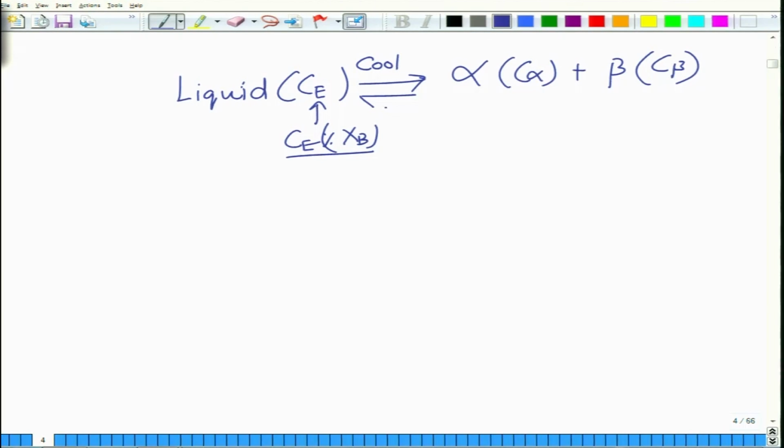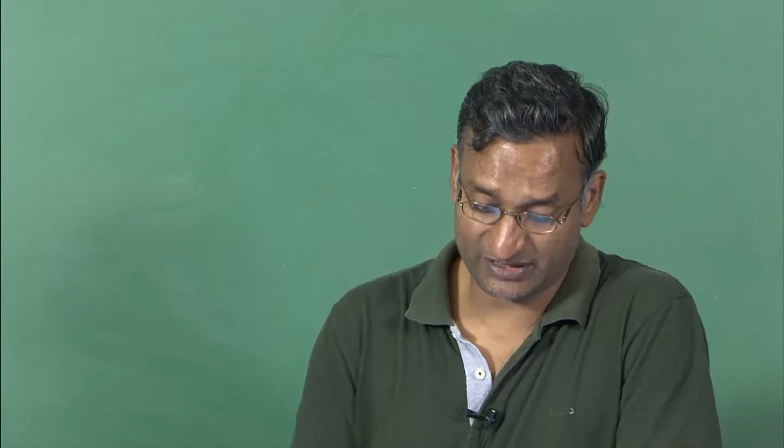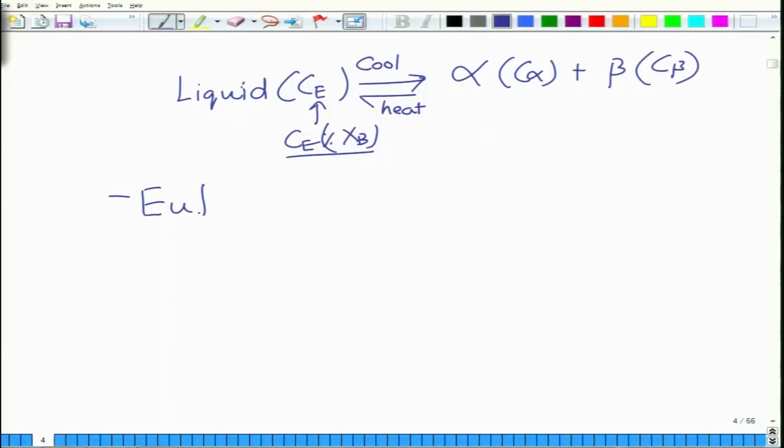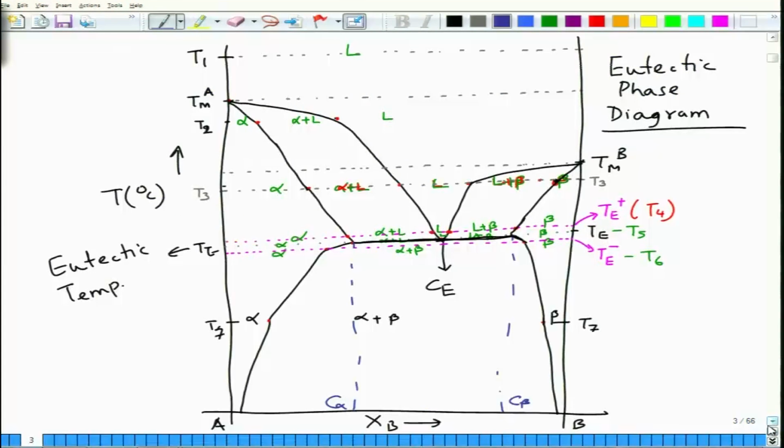You can also heat it, so it is a reversible process, and then alpha plus beta which exists at this composition will convert into liquid of composition CE. So this is the characteristic of this phase diagram. It is called a eutectic phase diagram, and this reaction is called the eutectic reaction. At this temperature you can see the three phases coexist. At this line, liquid, alpha and beta all three coexist, which is marked by the free energy minimum being at the same height, at the same level, for all the three phases.